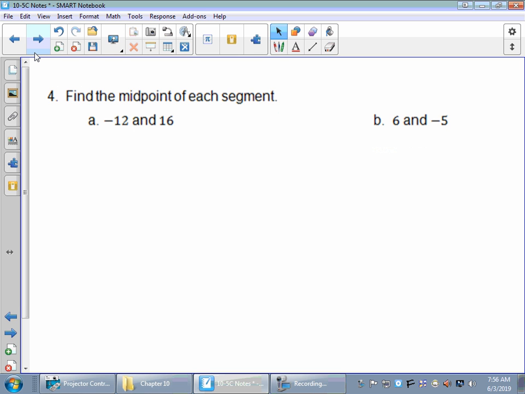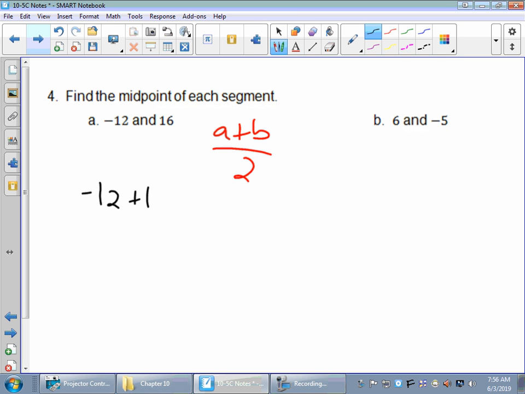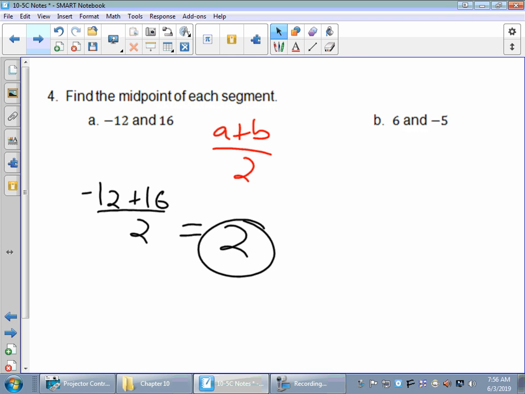number 4 here. This one's on a midpoint of each segment, so it's on a number line. There's only 2 values given to you, so we're going to use this, a plus b divided by 2. And so that would be simply negative 12 plus 16 divided by 2, which would end up being negative 12 plus 16 is 4. Divided by 2 is 2. So it'd be simple as that to get your answer there.